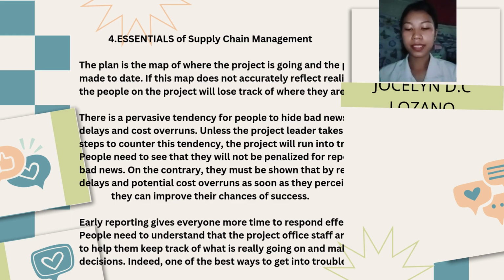Number four is the essentials of supply chain management. The plan is the map of where the project is going and the progress made to date. If this map does not accurately reflect reality, then the people on the project will lose track of where they are.